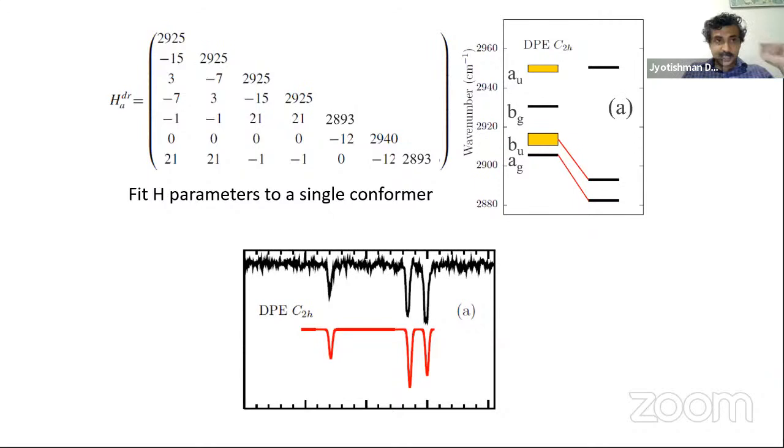Okay, thank you Arunan for joining and asking nice questions. I would like to take one YouTube question from Amber Jen, who was joining us from YouTube. So Amber is asking, keep this slide on, what do the signs of the off-diagonal elements really mean in these fit Hamiltonian parameters to a single conformer? These negative signs, do they have a specific meaning?